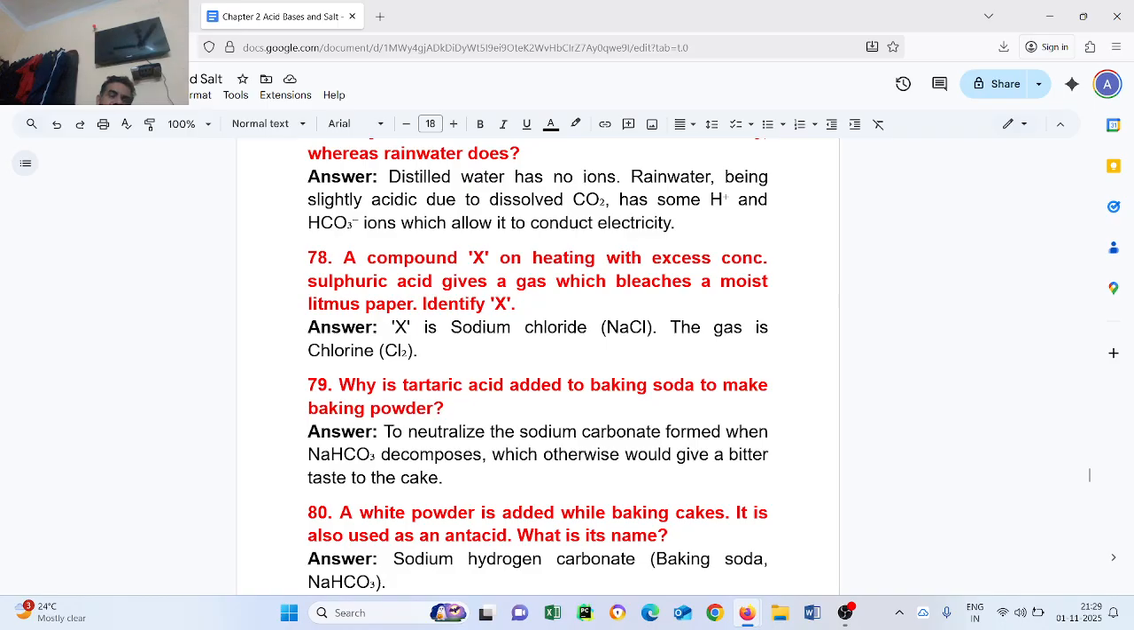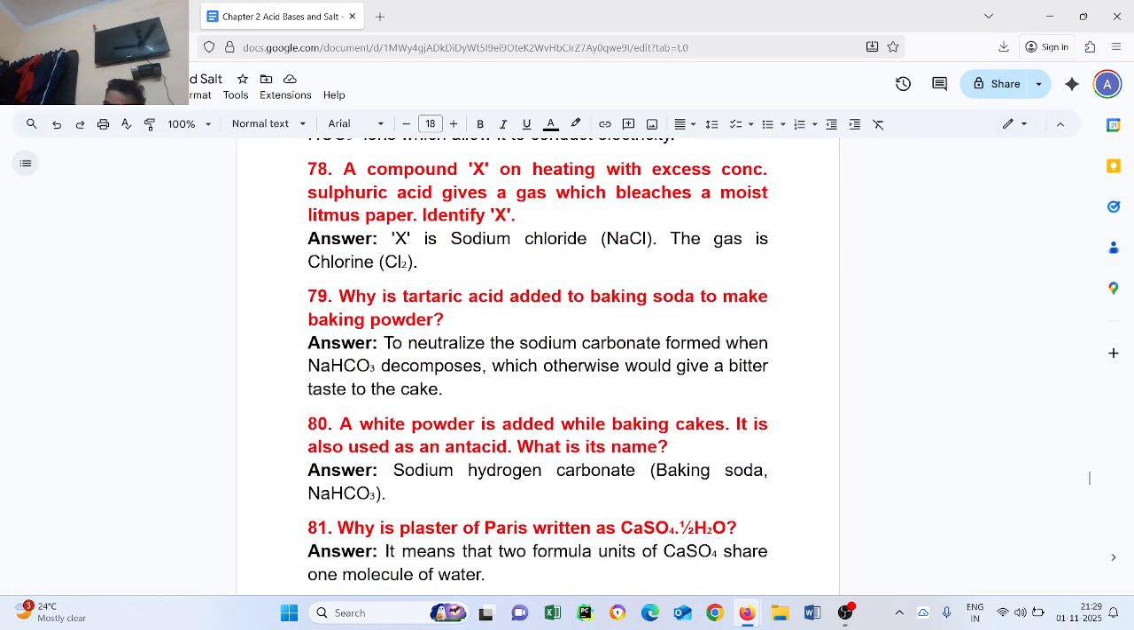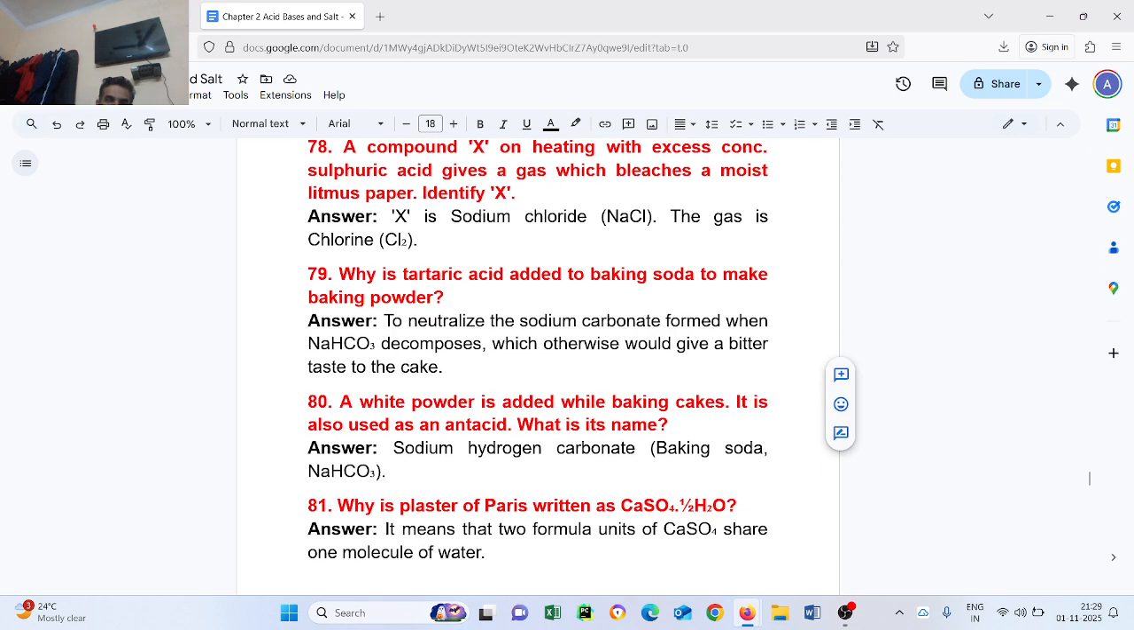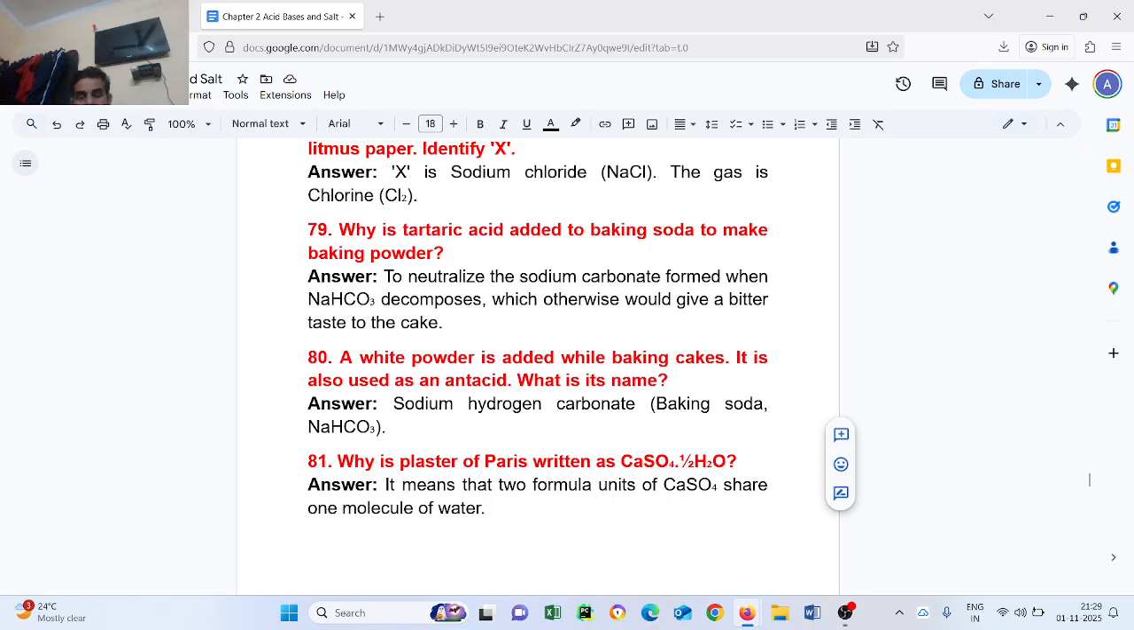Question number 79. Why is tartaric acid added to baking soda to make baking powder? To neutralize the sodium carbonate formed when sodium hydrogen carbonate decomposes, which otherwise would give a bitter taste to the cake. Question number 80. A white powder is added while baking cake. It is also used as antacid. What is its name? Sodium hydrogen carbonate, baking soda, NaHCO3.